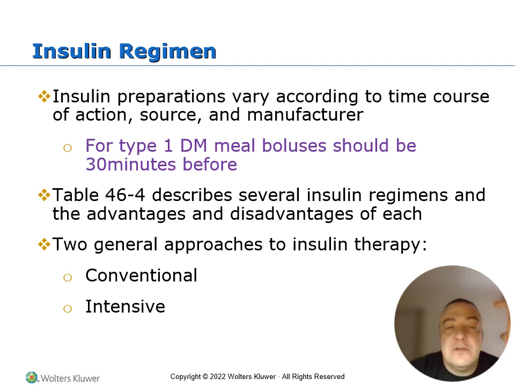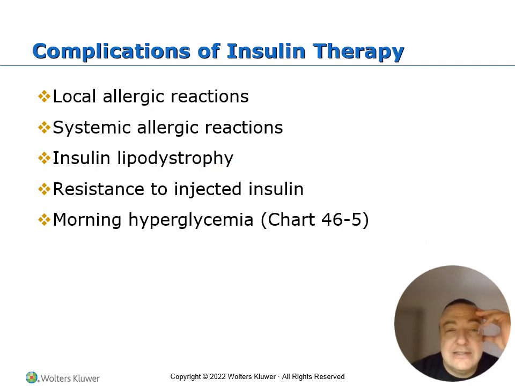So general approaches, we have conventional and intensive. General is going to be like for your type 2s and stuff. That's diet, exercise, maybe an oral medication. Okay, complications. So a local allergic reaction. This used to be huge, not as much of a thing anymore.